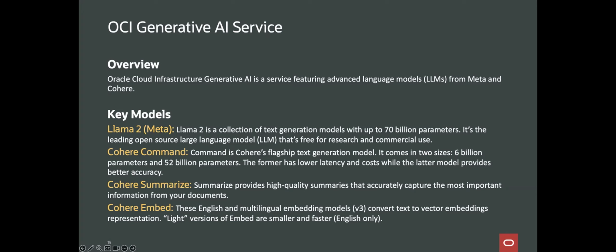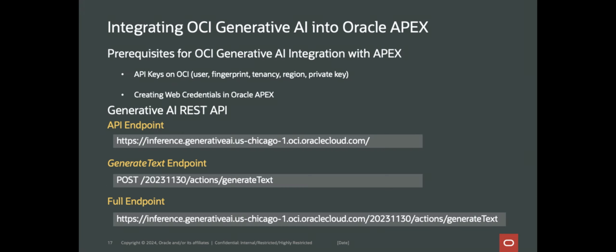So you'll see in our payload that we're sending out to the REST API endpoint we're about to cover, I will talk about where we specify Cohere Command, and then you can use some of the other models if you so choose to do so.